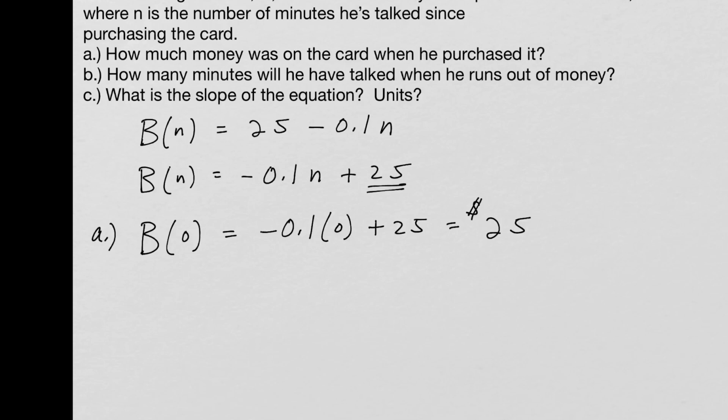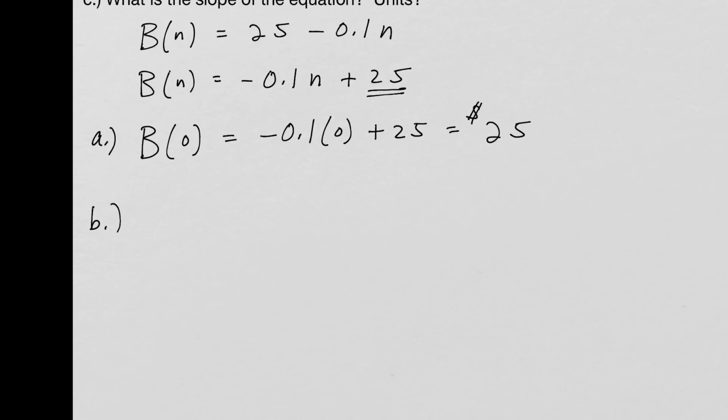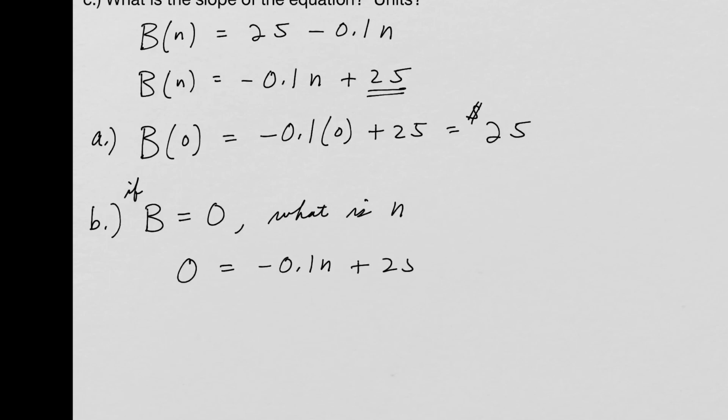Okay, what about question B? How many minutes will he have talked when he runs out of money? Well, what does it mean to run out of money? It means that his balance is going to be equal to 0. So if the balance is equal to 0, what are we looking for? We're looking for n. What's the total number of minutes that he talked? Well, I can solve this by setting B equal to 0. So I have 0 is equal to negative 0.1n plus 25.